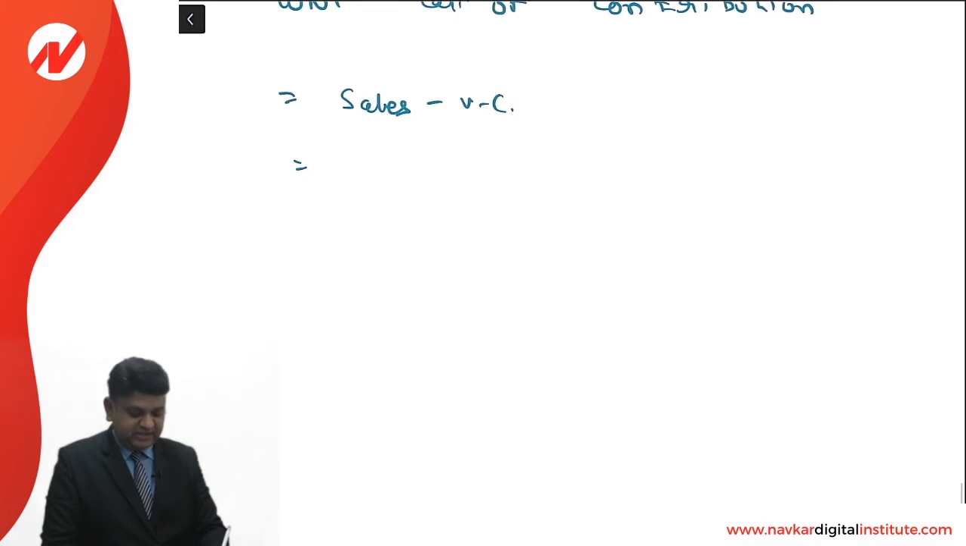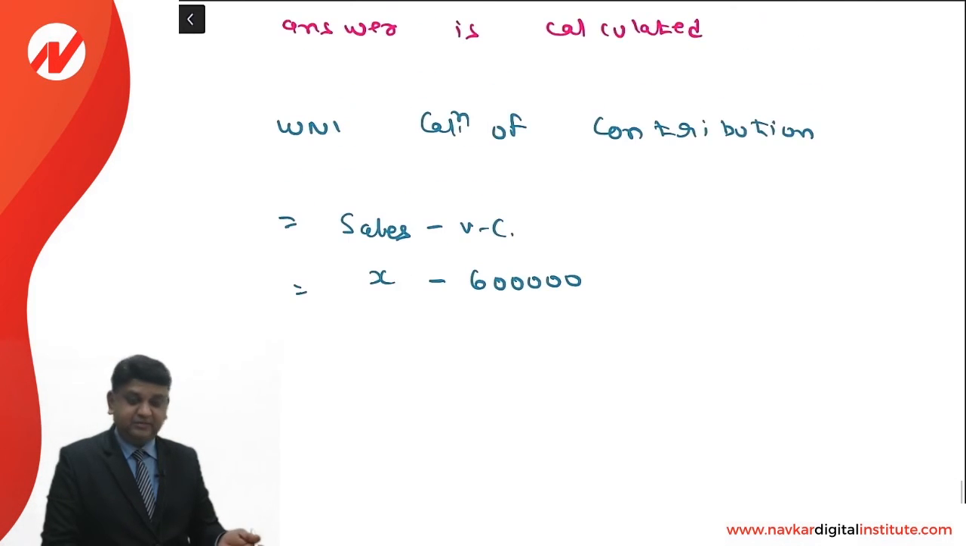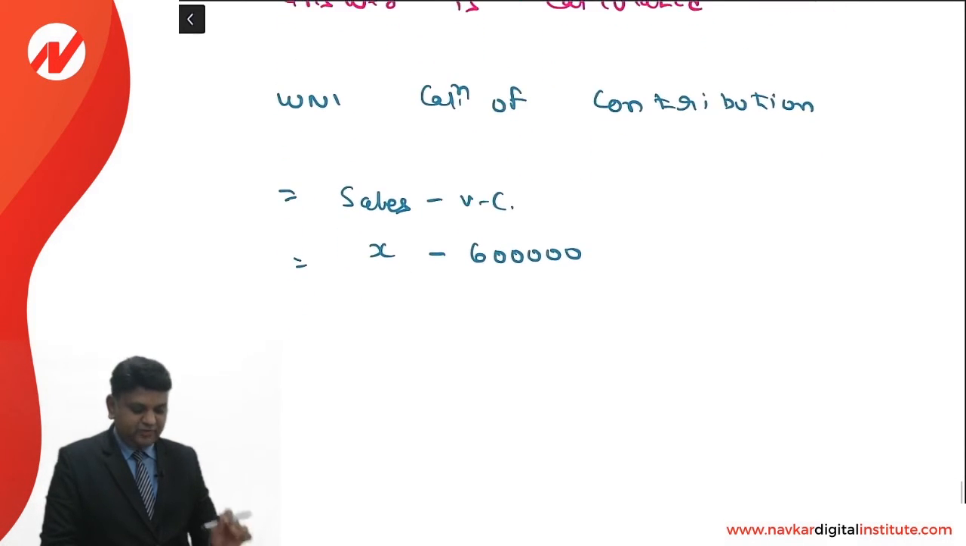We have assumed that the sales is X and variable cost is 6 lakhs. That is given to us. Okay, so we got an equation.